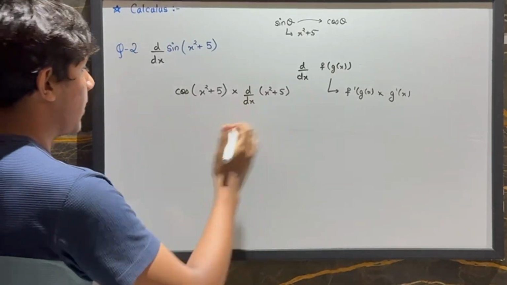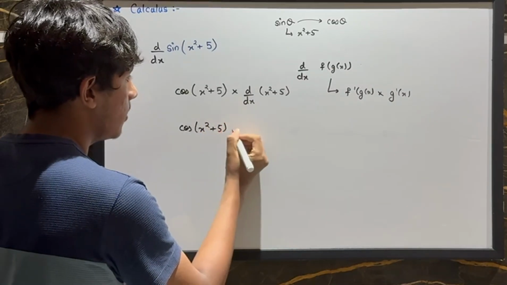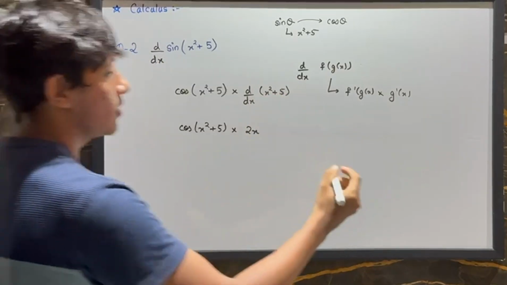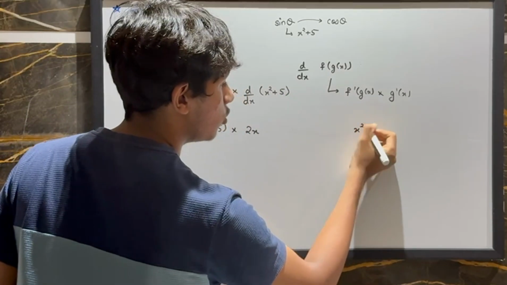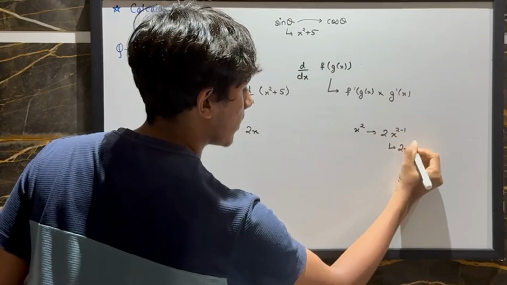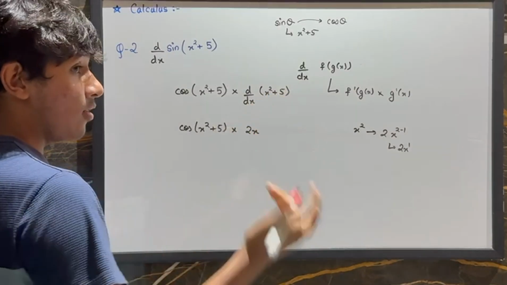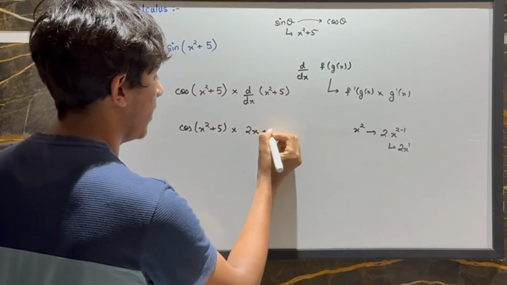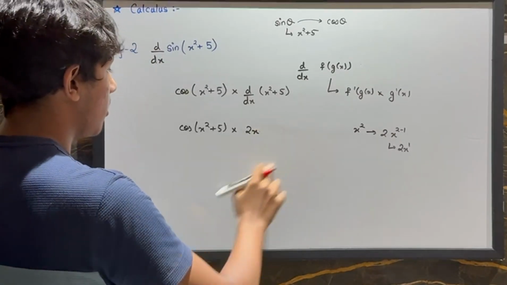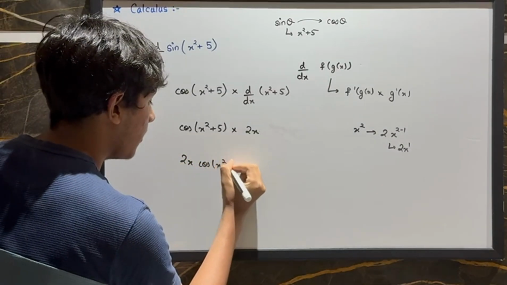So in this case, the final answer would come up to be cos(x² + 5) times the differentiation of x², which is 2x. We have done it using the chain rule. To differentiate this, 2 will come to the front, and x to the power of 2 minus 1, which would be x to the power 1, which would be 2x. And the differentiation of 5, which is any constant's differentiation, is always 0. So we'll add 0. It will not make any difference, so we'll just erase it. The final answer comes out to be 2x cos(x² + 5).